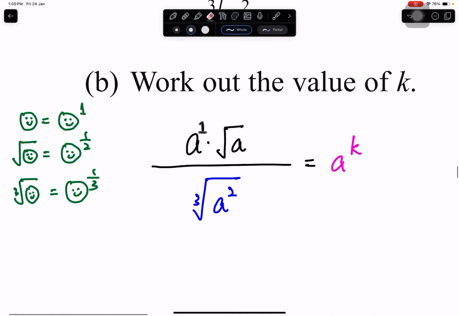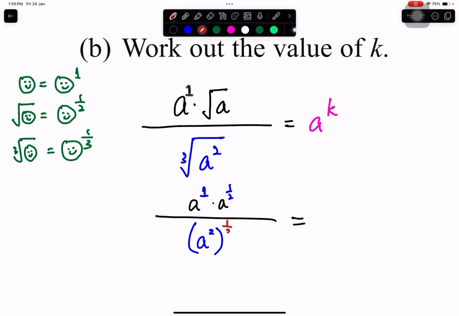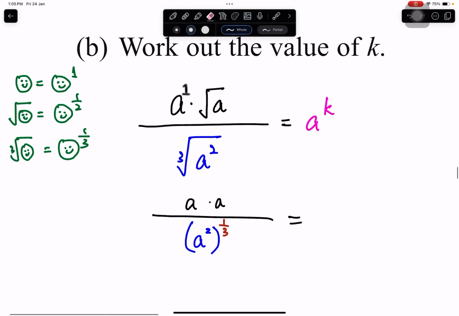So then for the black part, we could have written a to the power of 1 times a to the power of 1 over 2. Then the blue part, we're going to have a to the power of 2, to the power of 1 over 3. Now let me use red for the rest of them, for the steps. And then the pink part still remains as a to the power of k.